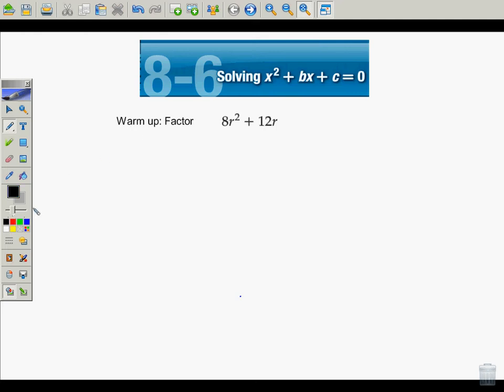We're going to be talking about how to solve x squared plus bx plus c. This is a basic quadratic equation. For our warm-up, we want to remember how we factored.